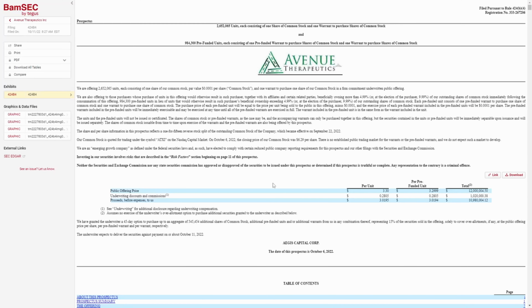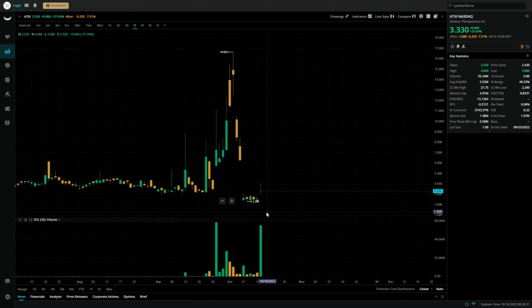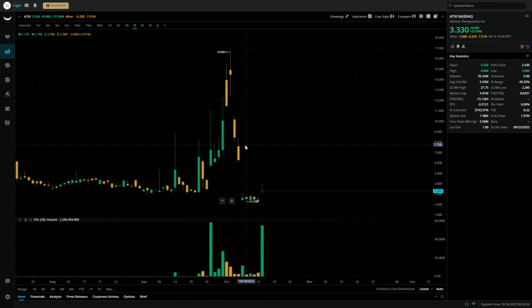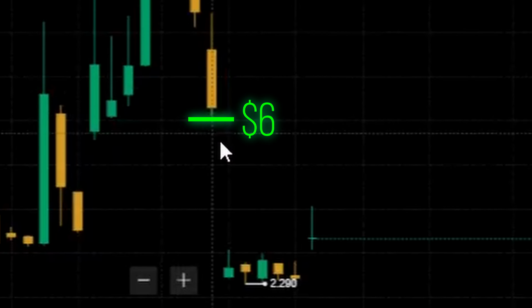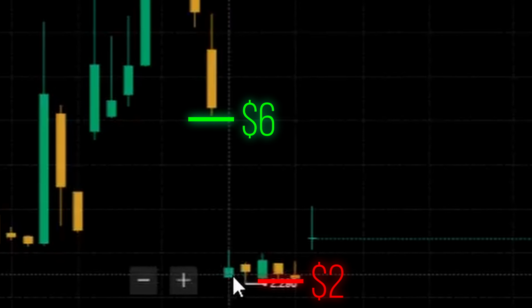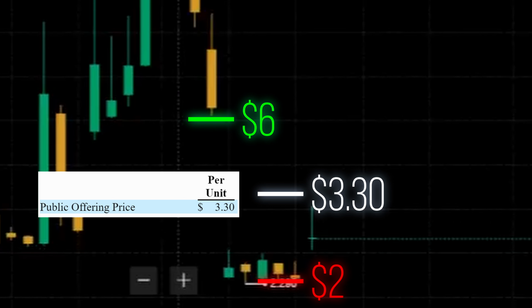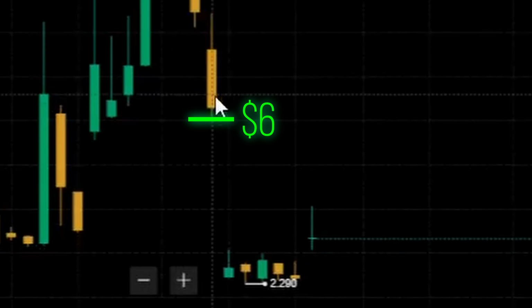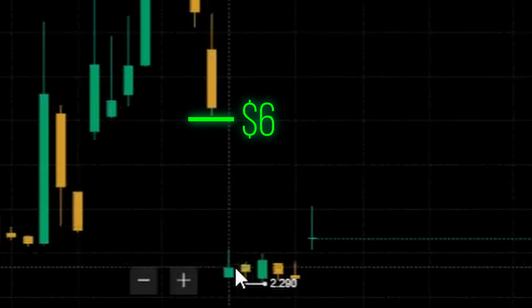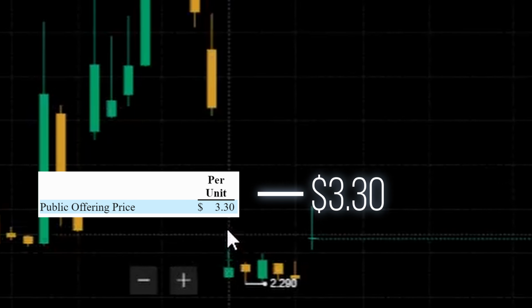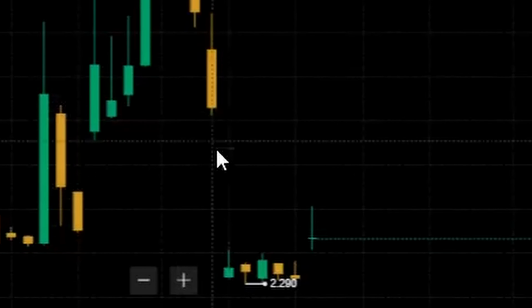Let me show you how this offering filing affected the stock. What I've got up on the screen here is a chart of ATXI, and you can see that this stock used to be at $6 just last week. And when these guys filed for an offering, you can see that this stock dropped straight from $6 up here all the way down to $2 down here. And remember, the offering price was $3.30. So that means the company thought their shares were overvalued when they were still trading at $6, and they decided to make the offering price $3.30, which was less than half of their stock price the day before.